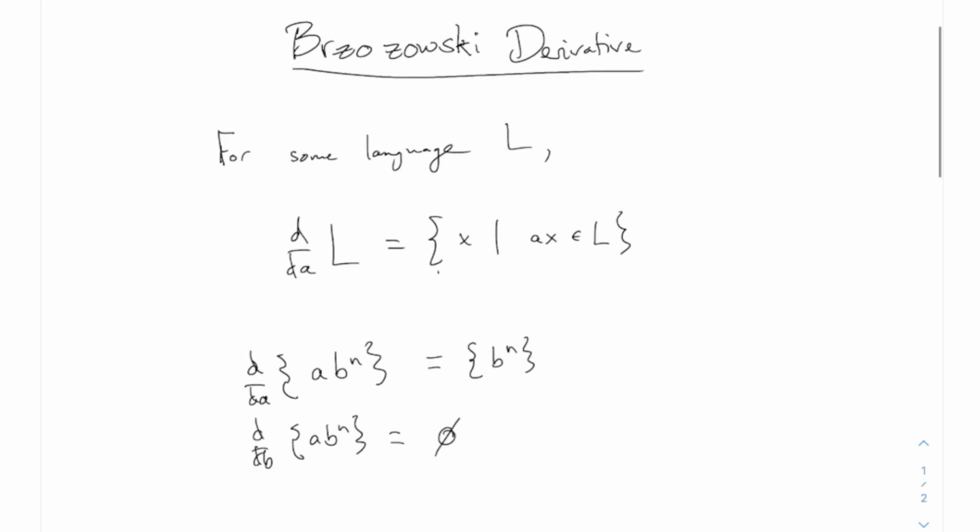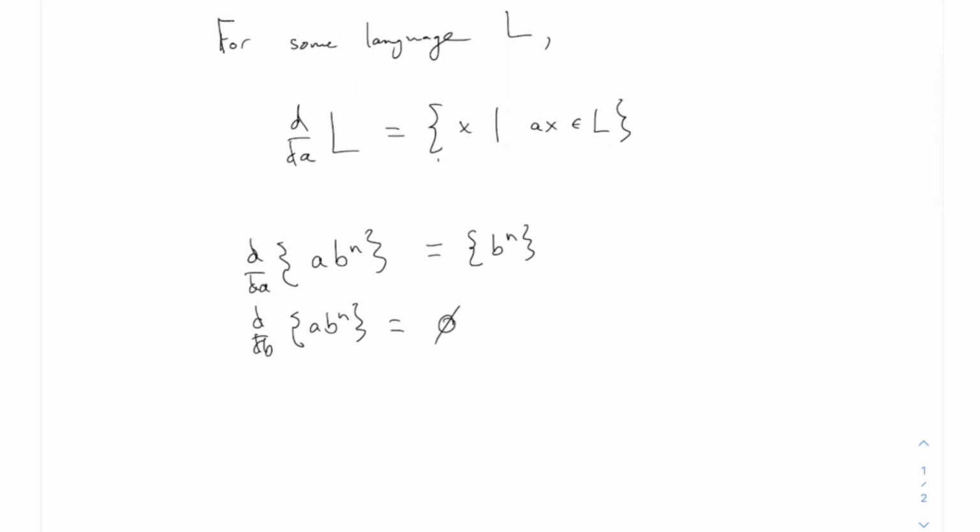Writing the definition here, remember it says all x such that Ax is in L. So in this case, using B instead of A, it's all x's where Bx is in the original language. That is, you take strings from the original language that start with B, you remove that B, and you give me what's left over. But there are no strings in this language which start with B. So you get the empty set. That's it. All right?